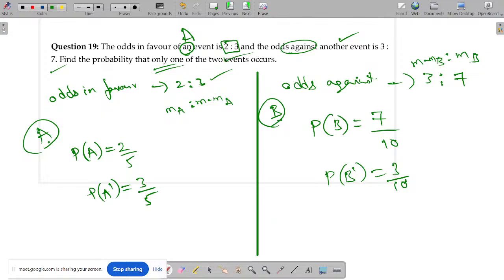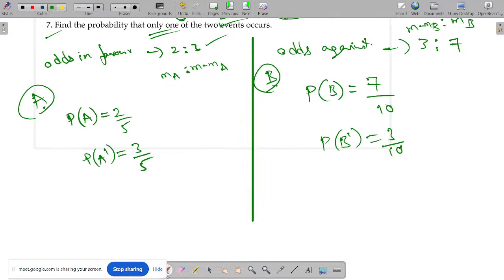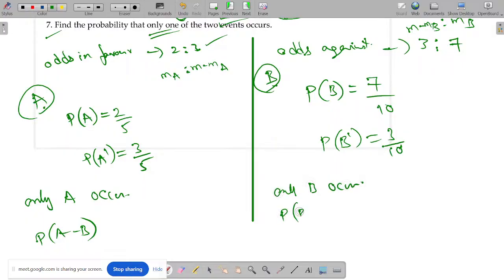Only one of the two events occurs. So A occurs means B should not occur. B occurs means A should not occur. So only A occurs, P of A minus B, I have to work out. And I have to work out P of B minus A. Either only A occurs or only B occurs. So find this one and add it.